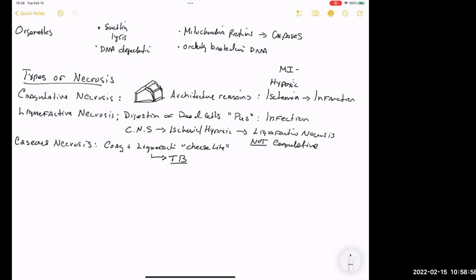So these are the three major types of necrosis, and then there are a couple of other types that are not technically their own types of necrosis. They're special cases of these three types. So let's talk about the special cases. The first is something called gangrene or gangrenous necrosis.